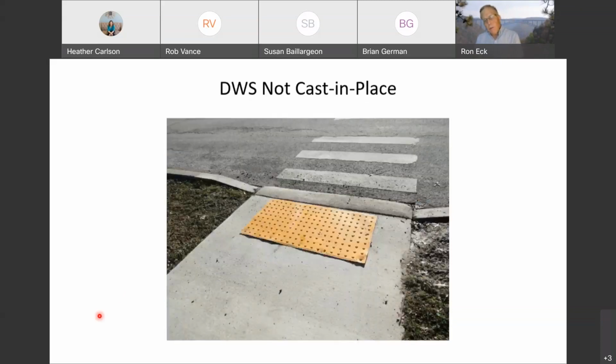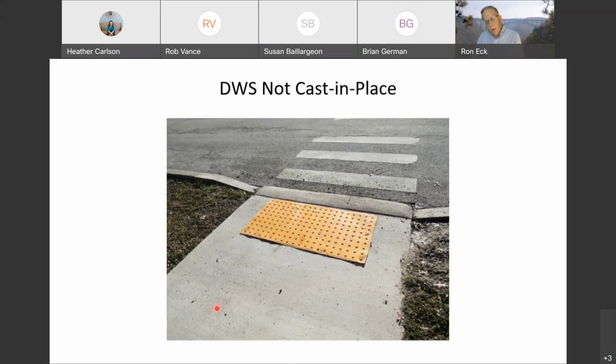Detectable warning surface not cast in place. I don't mean to imply that they all have to be cast in place. They can be surface applied, but make sure there are no lips. I would argue the workmanship here is pretty bad. Notice there's a pretty good lip here, exceeding again 1/4 inch, and that's a tripping hazard for all pedestrians. It could be a mobility or accessibility issue for those using assistive devices.